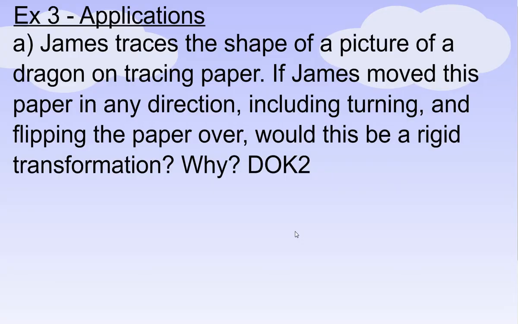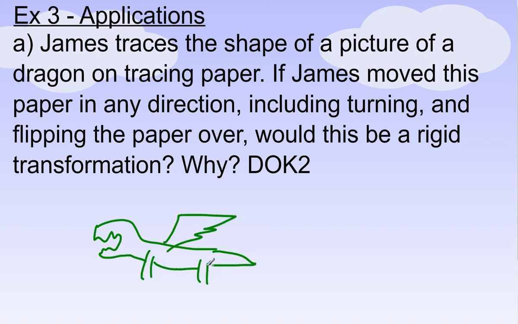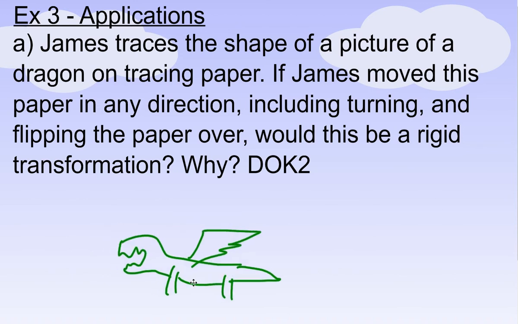Alright, so example 3a says James traces the shape of a picture of a dragon on tracing paper. If James moved this paper in any direction, including turning, flipping it over, would this be a rigid transformation, and why? Well, I think so. So if I took a dragon here, a little leg, wing, that is a sweet dragon. Alright, so there's my awesome dragon.